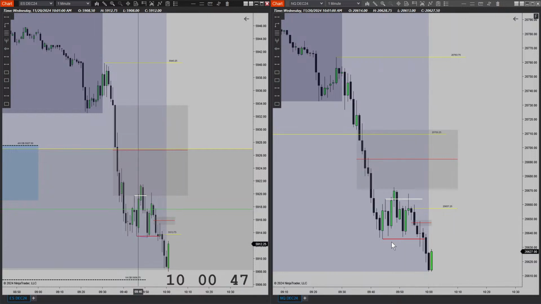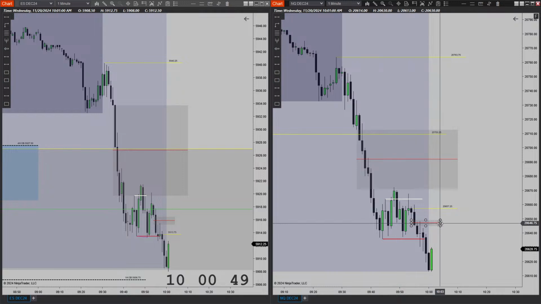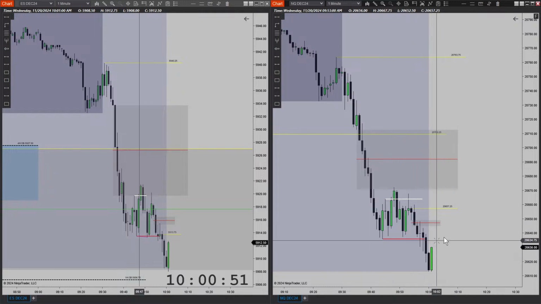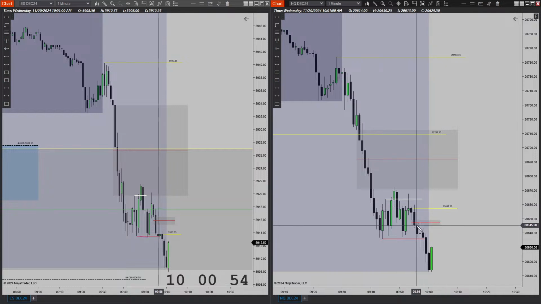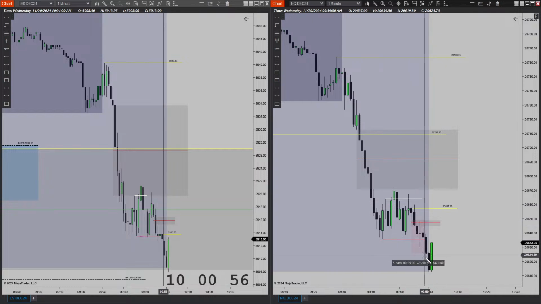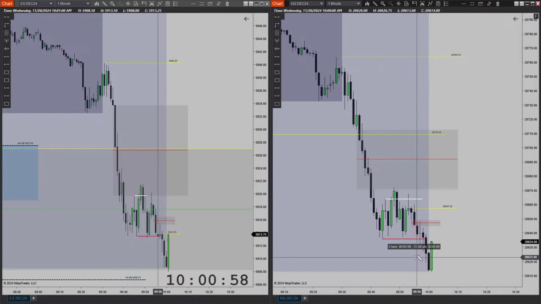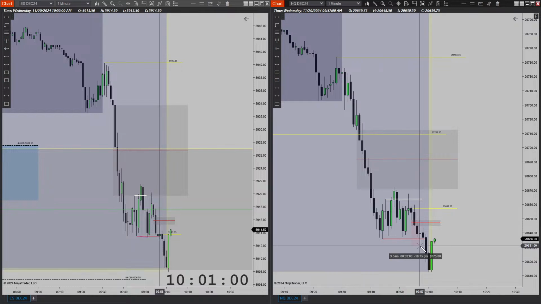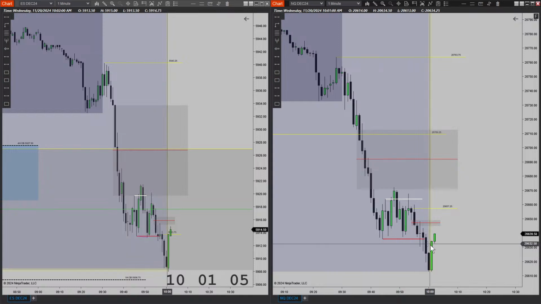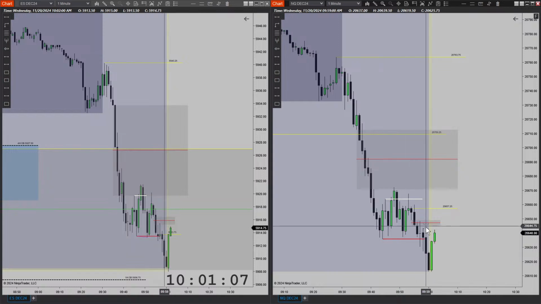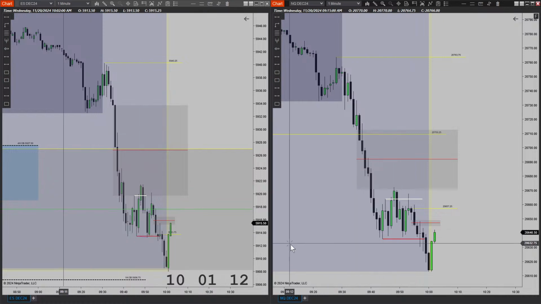I want to close above here. I'll take it just because I do like it, see what the risk reward would be. 32 points, but my risk would be up to here, so about 18.75 points. I do like how these candles closed. I want to see price close above here and here. All right, I'm taking a starter.